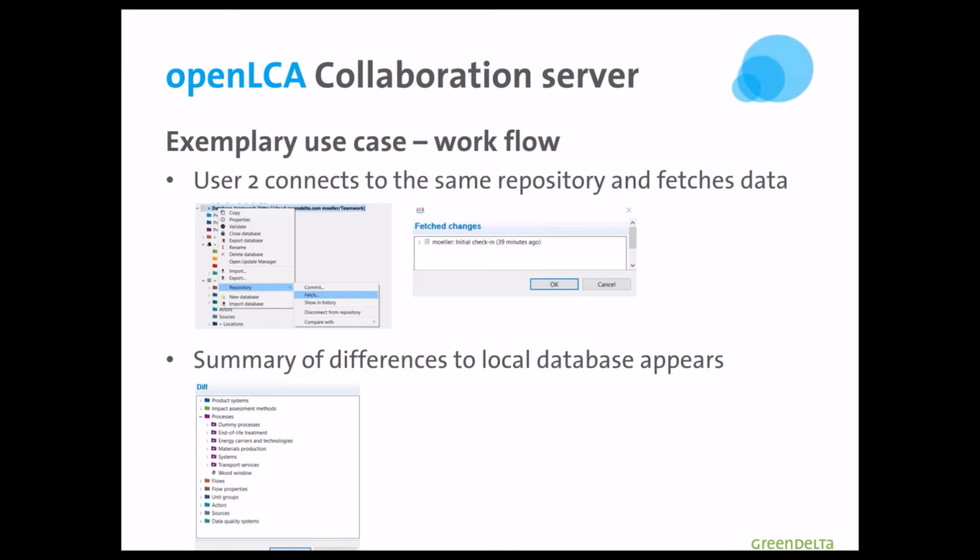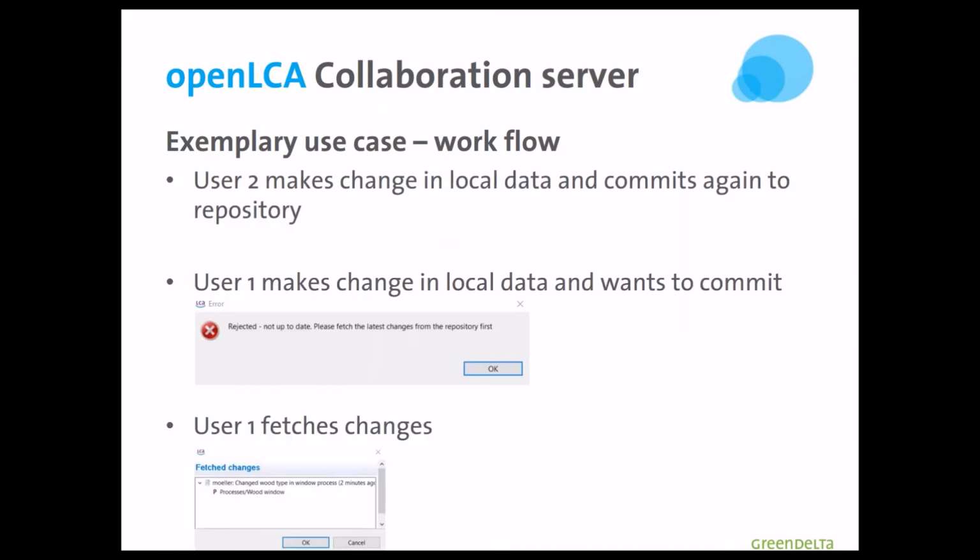And once he fetched all the data, both users are basically on the same page and have the same database on their local computer. So let's now assume that user 2, who just fetched all the data, makes a change in his openLCA software, and then he commits his change again to the repository. That's not a problem, he can do that. And then user 1 also makes a change in his local data and wants to commit. What happens? This does not work because the version on the server had changed already.